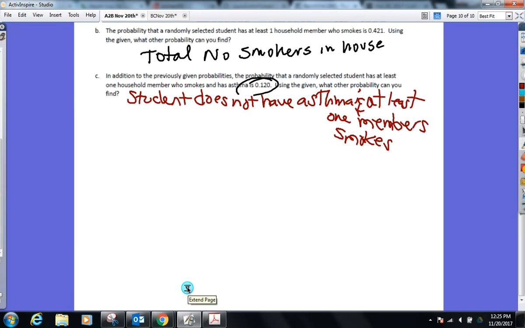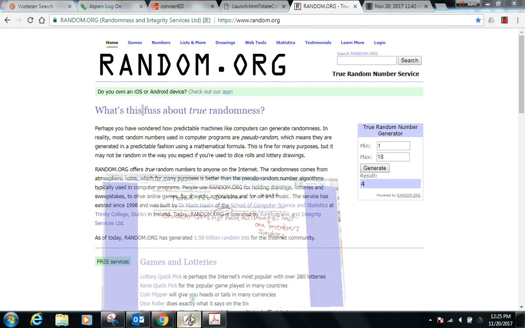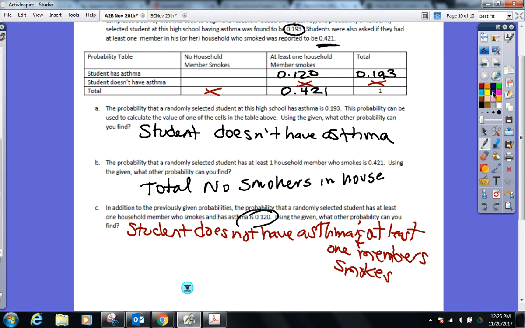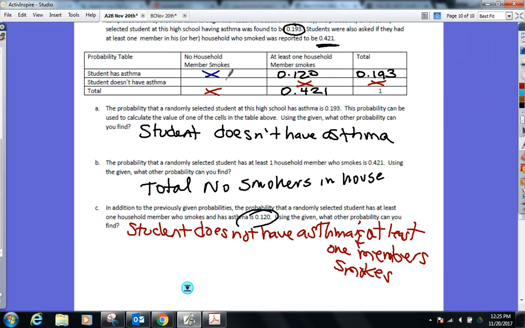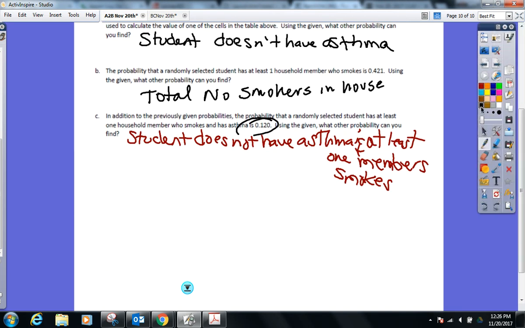And what's the other one I can find then? Let's finish this off so we can get out of here. What's the other one I can find? Okay, student has asthma, no smokers in the house. Yep. All right, and then you guys can get going right on the assignment. Get going right up to the bell.